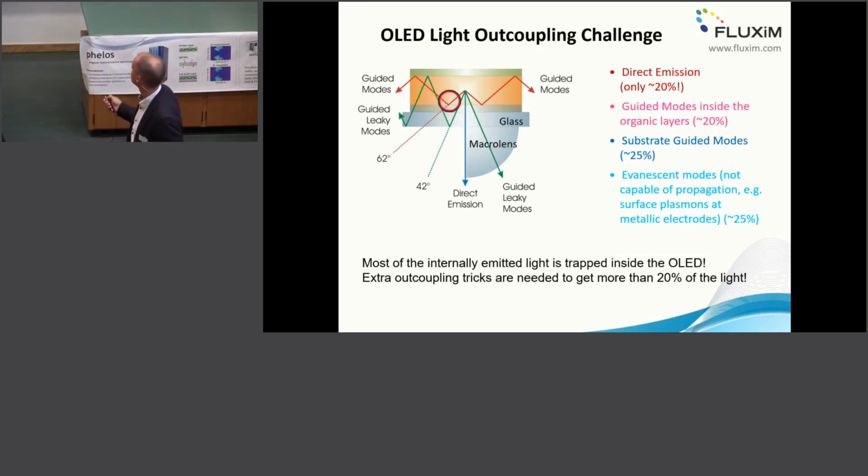Yeah, we have this problem of total internal reflection at the glass-air interface. We also have total internal reflection at internal interfaces. And then instead, if we use a macro lens, we can outcouple more light because we don't have internal reflection.